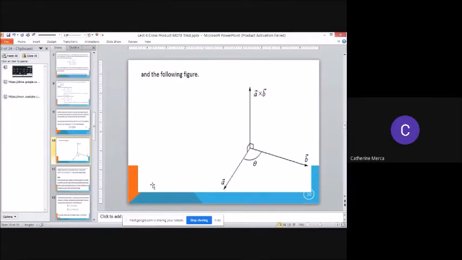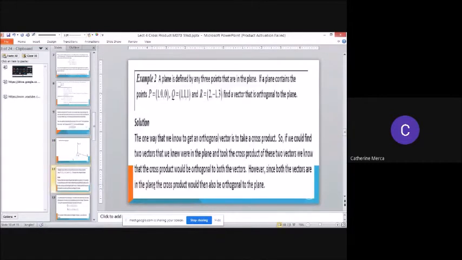So meaning to say, if you have two vectors, then when you take the cross product, the result is actually a perpendicular vector. So a plane is defined. We know that if you have a plane, it is defined making use of 3 points in the plane. So that if you have points P(1, 0, 0), Q(1, 1, 1), and R(2, negative 1, 3). Remember, these are points. These are not vectors anymore, no? Points lang yan.